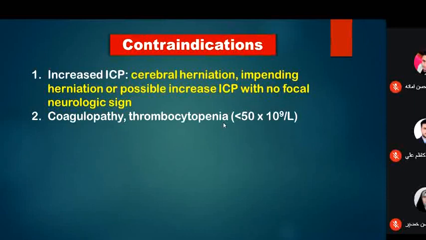Coagulopathy, cases of thrombocytopenia where the platelet count is less than 50,000. There is a risk of spontaneous bleeding and causing hematoma at the spinal cord. And you know, hematoma inside the spinal cord may cause paralysis. So it is difficult to do, contraindicated. Space occupying lesion, of course, is contraindicated.